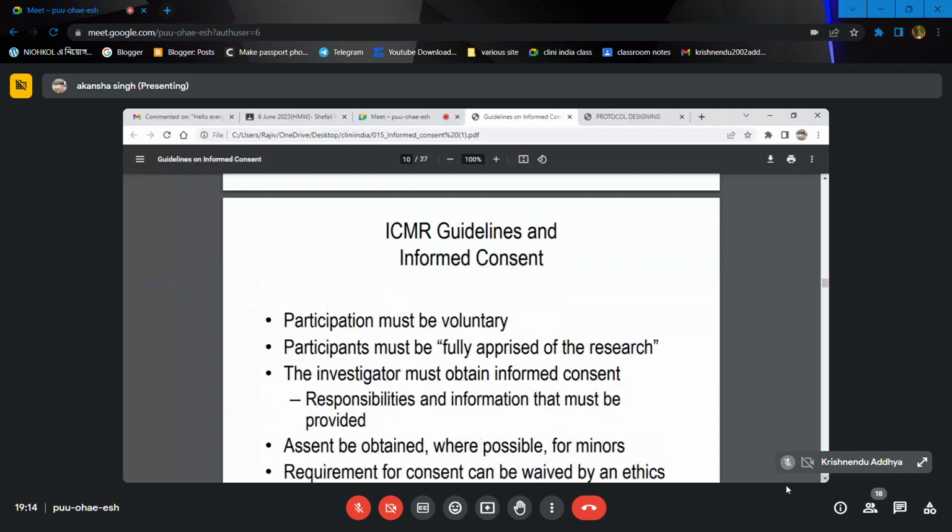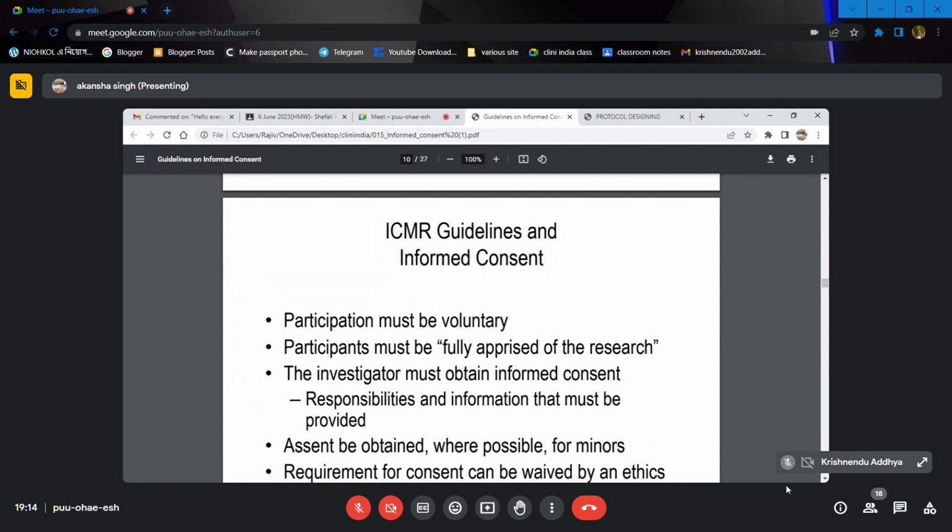According to the ICMR guidelines, informed consent is important. They say that participation must be voluntary. Subjects have their own autonomy when they want to participate in the trial. Participants must be fully apprised of the research, meaning they have to get full knowledge of what the research is. It is the duty of the investigator to convey all the information regarding the research. Whatever questions they ask, the investigator has to provide suitable answers.